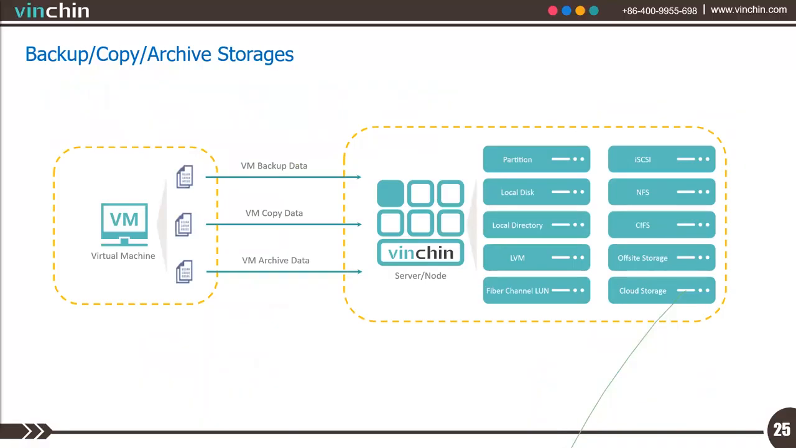Okay, next, backup, copy, and archive storages. Vinchin Backup and Recovery version 6 now has added local directory to the backup storage. This will allow users to save a copy of backup data in the Vinchin Backup server or backup node, and other copies of data to other storages or other locations. So now users can have local partition, local disk, local directory, logical volume, FC SAN, IP SAN, offsite storage, and the cloud storages to save the backup data.